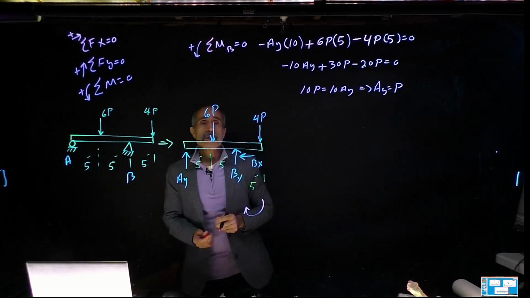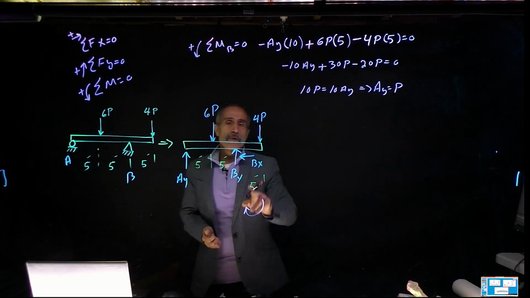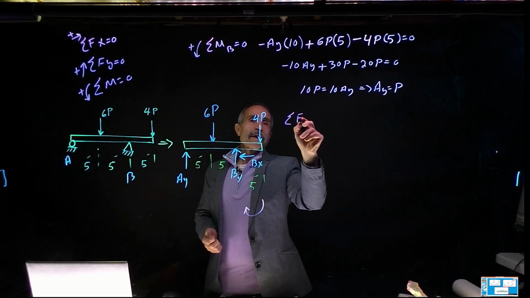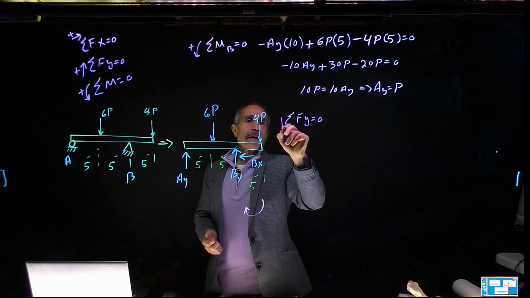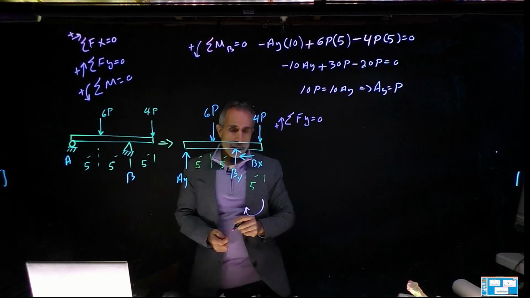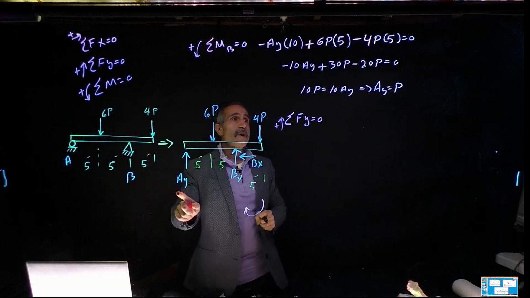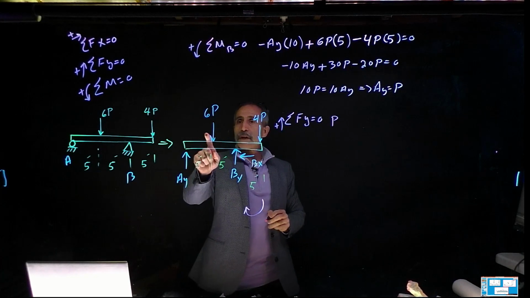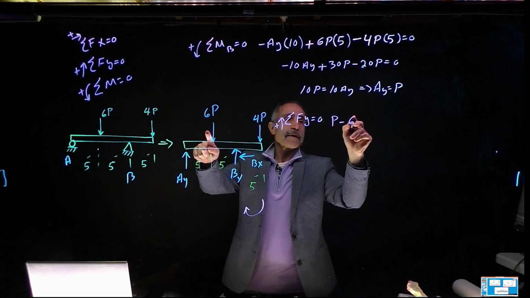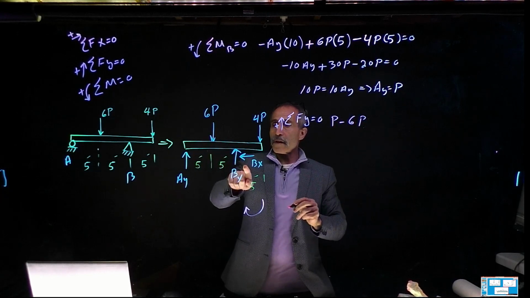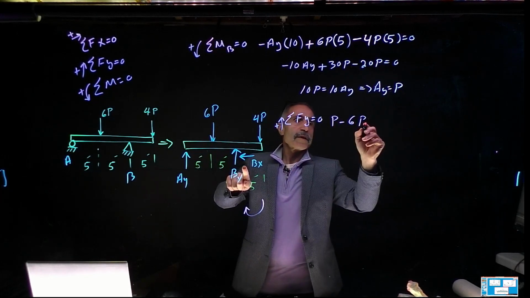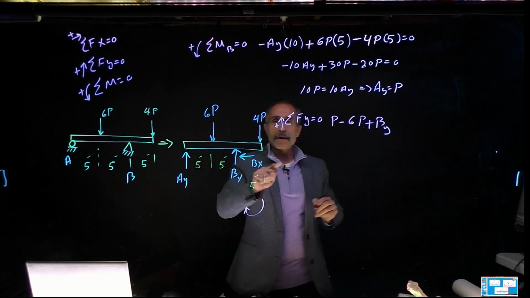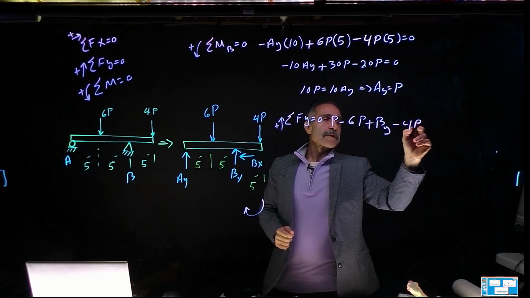And now, to find BY is easy. We're doing summation of F of y. So I'm going to say summation of F of y is equal to 0. Going up is positive. What do I have? I have AY, which is P. Then I'm going to go all the way here. I have nothing but minus 6P. Then all the way here, all I have is BY in the y direction, plus BY. And then the next one is minus 4P, equals 0.